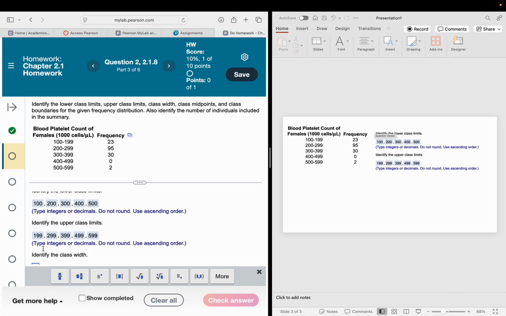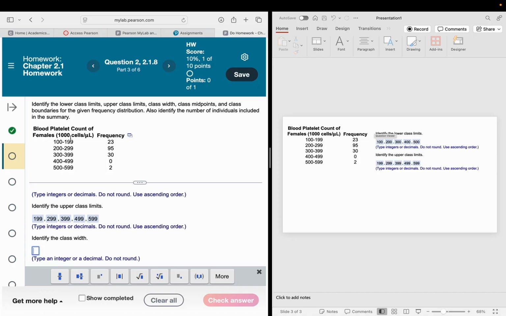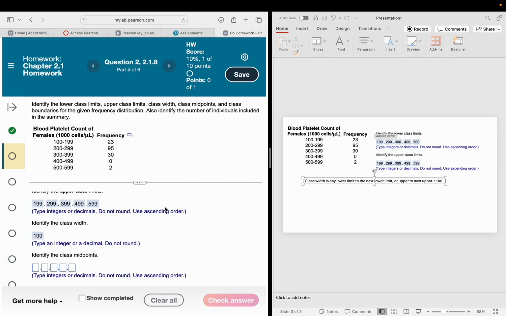All right, the class width. This one might be a little bit tricky because you might be thinking, well, 100 to 199 is 99. But careful when you measure class width, and this might be what we write down, class width is any lower limit to the next lower limit. We could say or upper to next upper. So in that case, what that would be for this problem is 100, because 100 to 200 is 100 away, 299 to 199 is 100 away. It's any lower limit to the next lower limit, any upper limit to the next upper limit, so each one of those is 100 away.